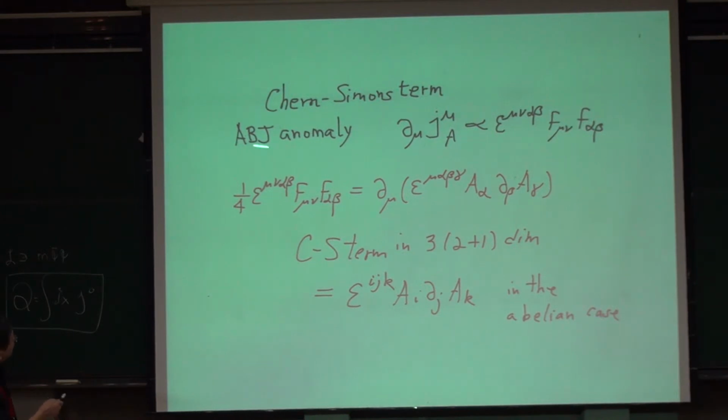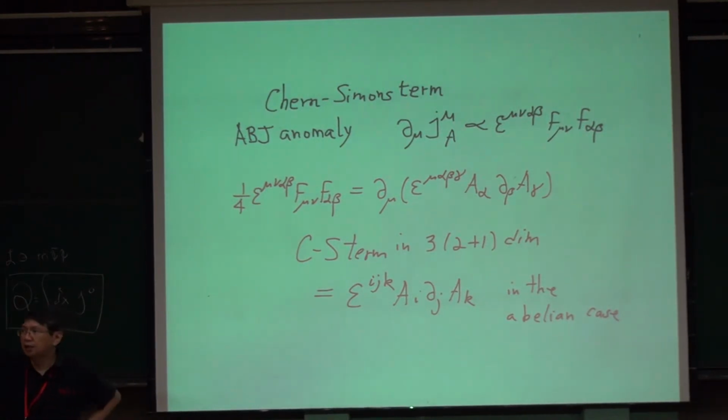Let's begin with the ABJ anomaly. Remember that the ABJ anomaly said that ∂_μ J^μ_A is equal to that. Remember this? Okay, this is E dot B. Do I need to go back to the original transparency? Okay, so you know this. This is in 2+1 dimensions. Yes. Now, this subject. So this is, as I said, E dot B, electric field dot magnetic field.